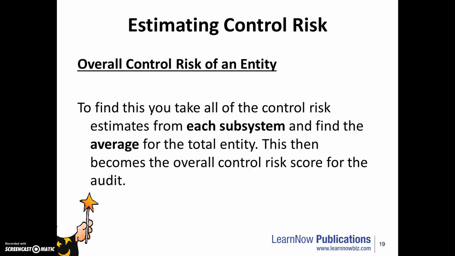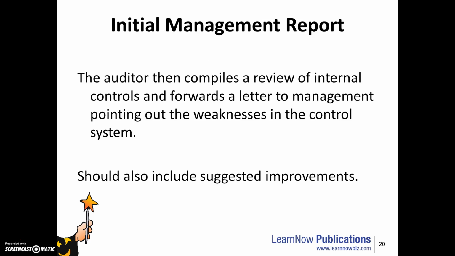The overall control risk of an entity, to find this, you take all the control risk estimates from each subsystem and find an average. This becomes the overall score. The auditor compiles a review of the internal controls and forwards a letter to management pointing out the weaknesses in the control. It should also include suggested improvements.